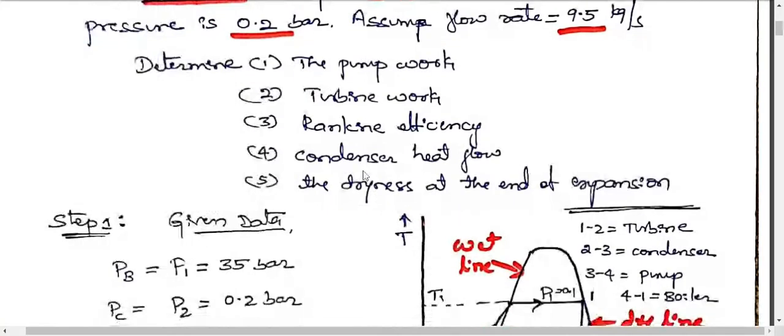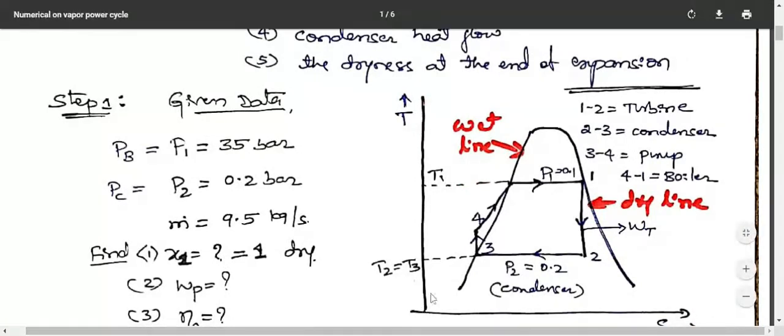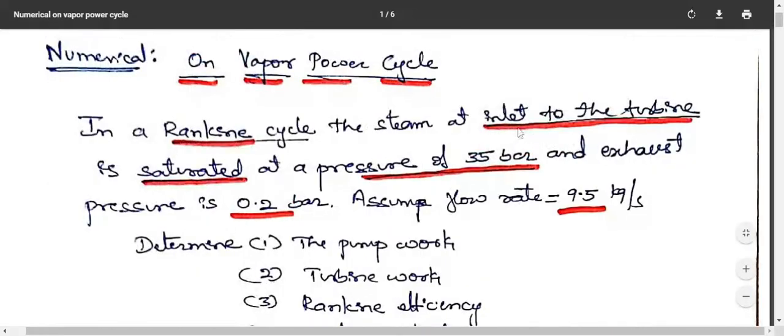Okay, now first, step number one, given data. Before writing the given data, we will draw a simple TS diagram. So now I have taken one TS diagram here, temperature on the y-axis, entropy on the x-axis, with the saturated liquid line, and this is the saturated vapor line, which is called the dry line, while the liquid line is called the wet line. Now in the definition of the problem he said that inlet to the turbine is saturated.